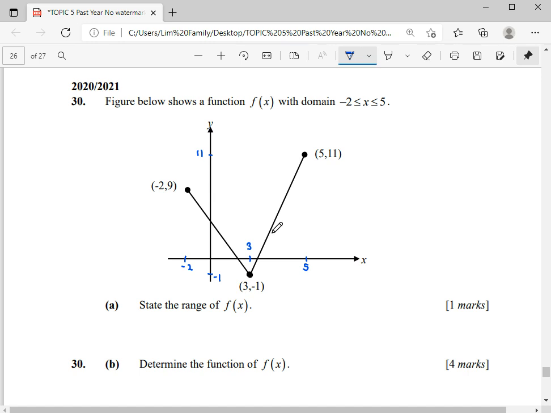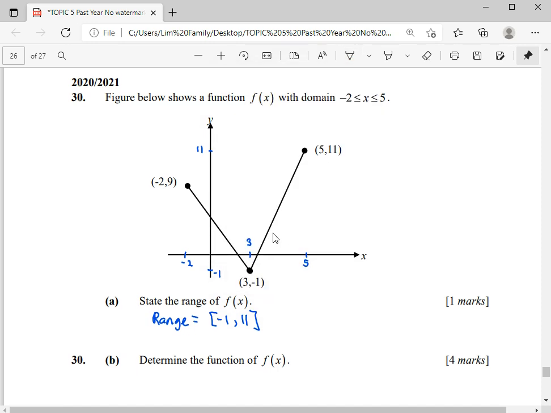So our range will be equal to the values from -1 until 11. Range we refer to the y value. So this is how we get our first mark about our range.